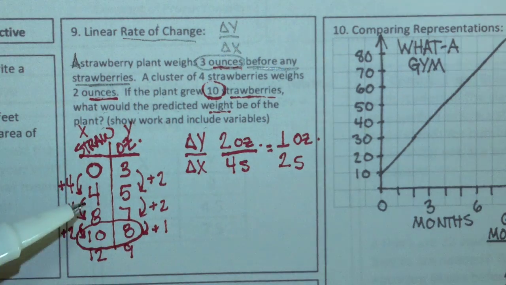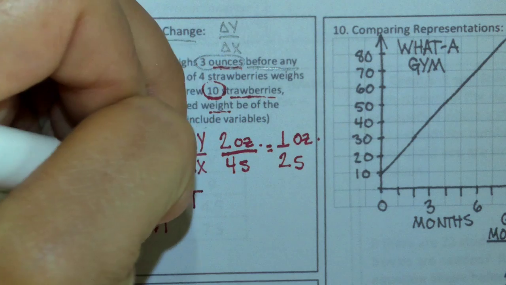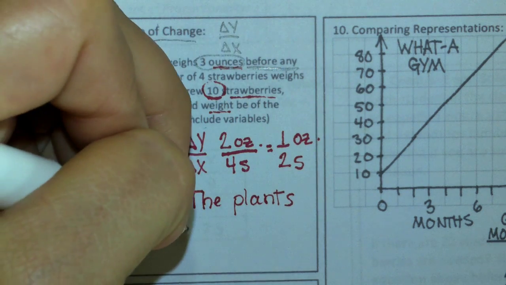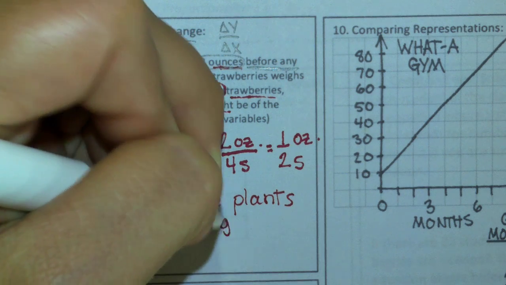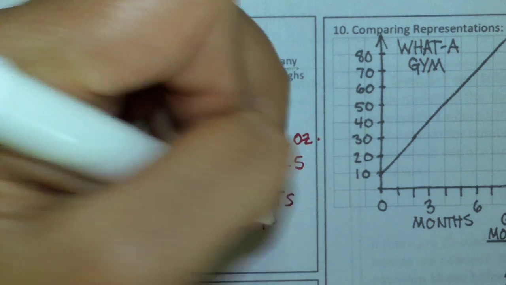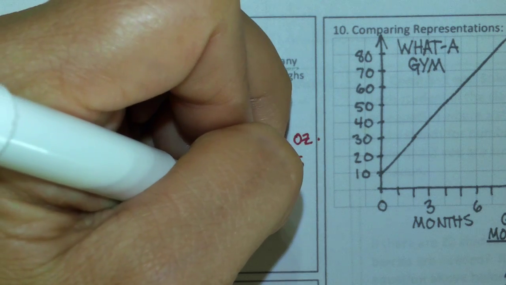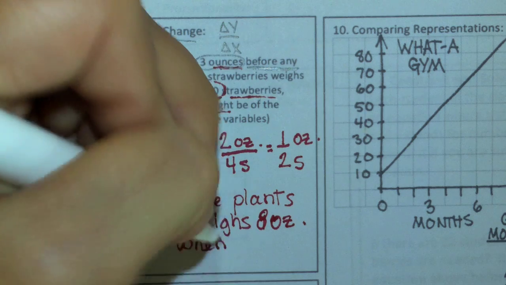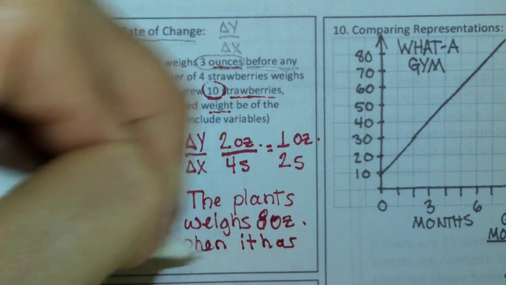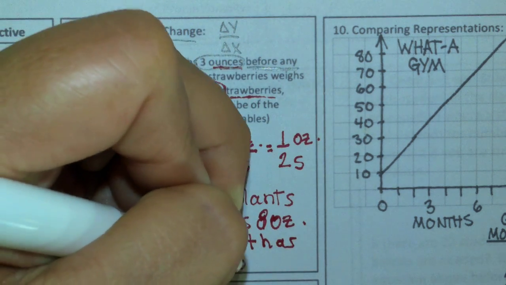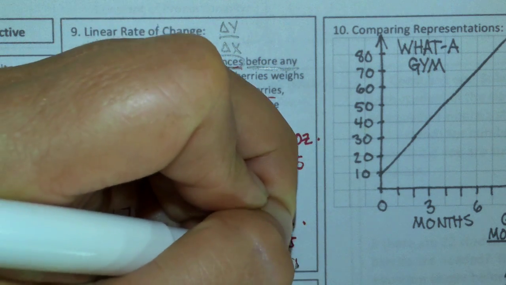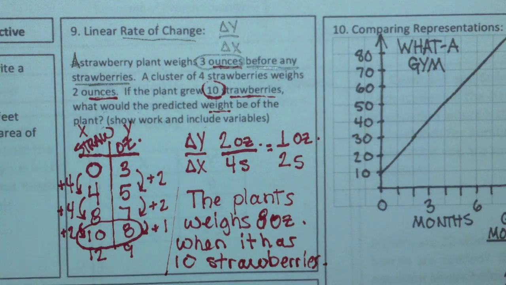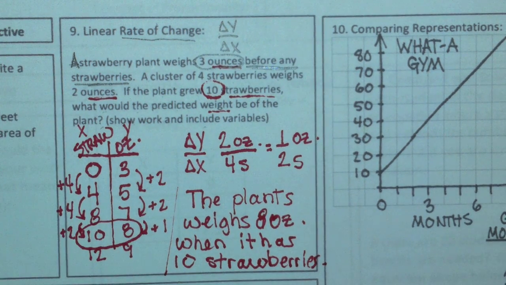So show your work and include your variables. So to be done here, we need to say the plant weighs 8 ounces when it has 10 strawberries. Okay? And we know at that point that there's our final answer. We included our variables. We know what our numbers are standing for.